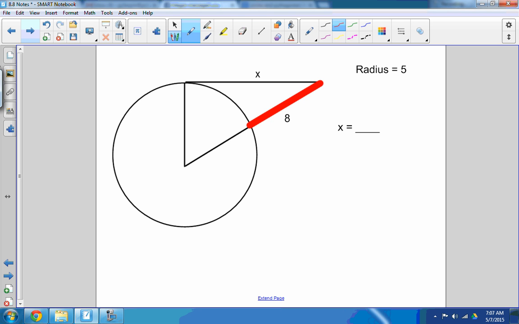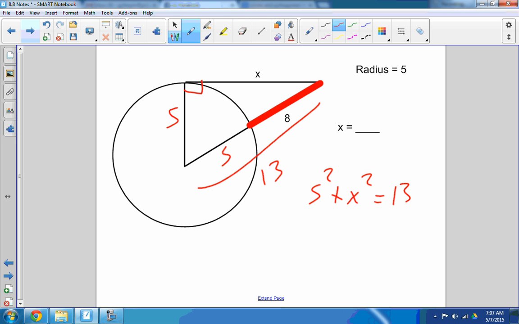All right, so let's solve this one. We're given the radius is 5. Well, we know this is a right angle, and we also know this is 5. So this full length is 13. So 5 squared plus x squared equals 13 squared, and that ends up being 12. 5 squared plus 12 squared equals 13 squared. We've done that enough times, everyone should know that.